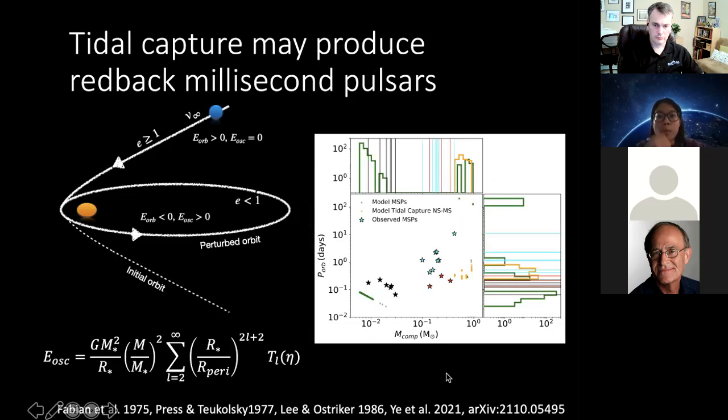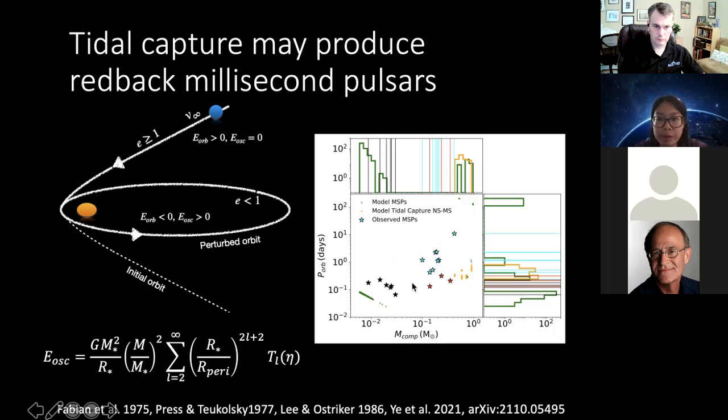And we are also modeling the detailed properties of pulsar binaries in globular clusters. And we want to point out that this can only be done with CMC currently. The figure on the right shows our first attempt to match the companion masses and the orbital periods of cluster pulsar binaries without any fine-tuning of binary evolution. The stars are observed 47 Tuc millisecond pulsars.